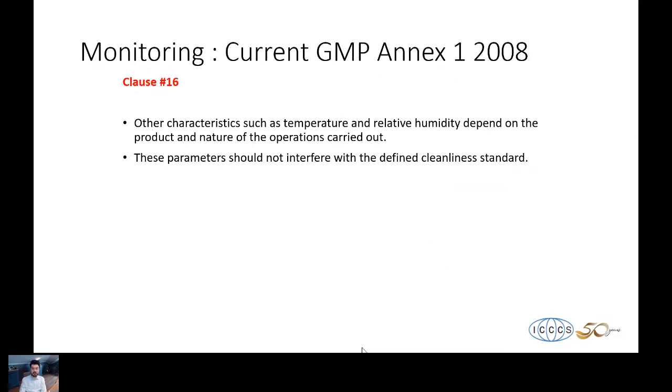Clause 16: other characteristics such as temperature and relative humidity, depending on the product and nature of operations carried out. The parameter should not interfere with the defined cleanliness standard.